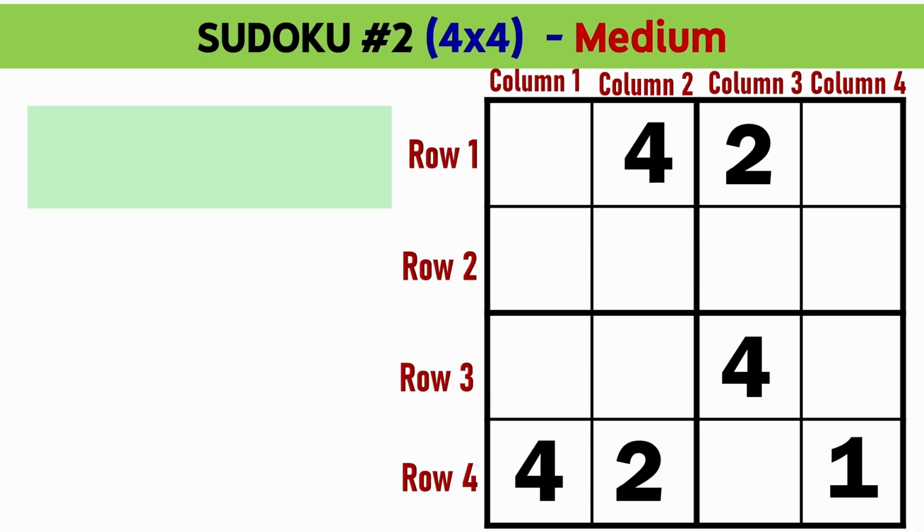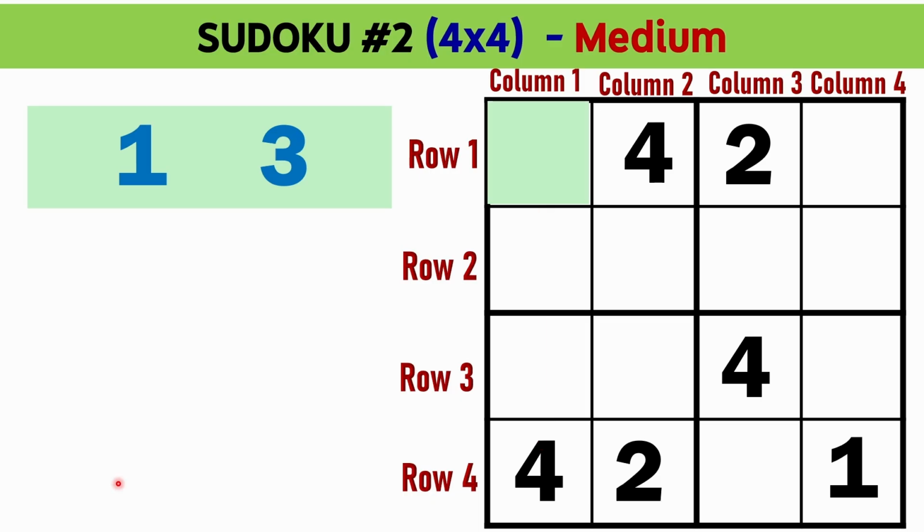We have row number 1, or the top row. Row 1 already has 4 and 2. The missing numbers are 1 and 3. Let's check column 1. It doesn't have 1 or 3 yet, but column 1 in row 4 already has 1. So we cannot put 1 in row 1, column 4.